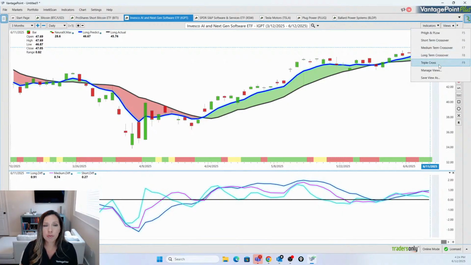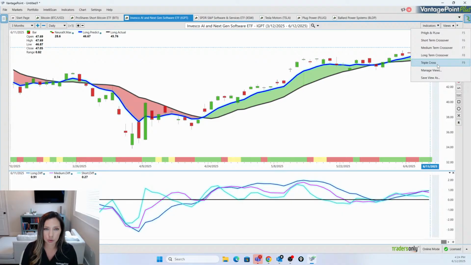So now we've walked through all 4 of our predictive moving averages here in the software. So we have a short term with the short term crossover. Remember, that's a 1 day. The medium term looks out 2 days, and then the long term looks out 3 days, with the triple cross being our most conservative, great for position management, seeing the strength of the trend at a glance.